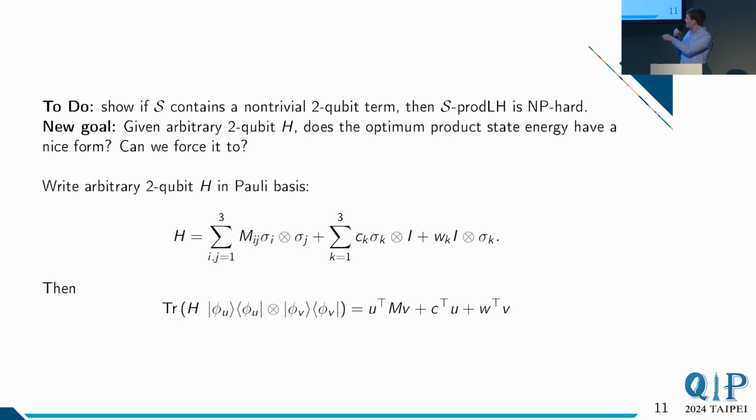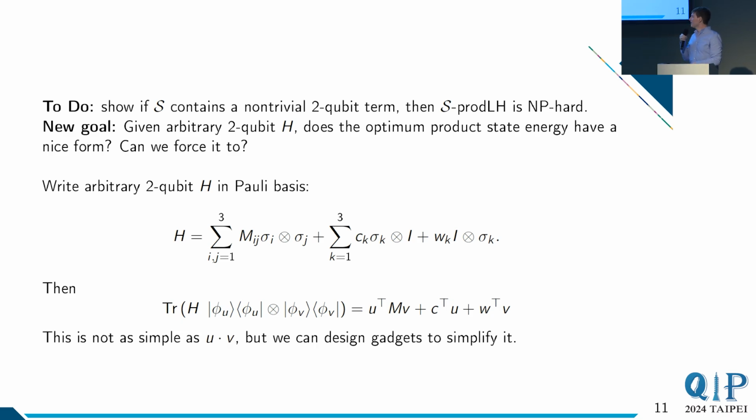So here, m, c, and w are all parameters that depend on the exact term h that you're considering. You could imagine that when c and w are both 0, and m is the identity, well, then it's exactly what we were seeing on the previous slide. And so, yeah, we can probably work with this. And what we're going to do is design Hamiltonian gadgets such that they're going to simplify this expression to something nicer and something that we can actually write an NP hardness proof for.